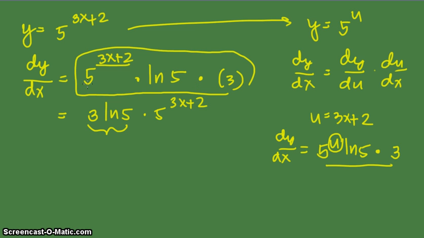So if you want a single step or fewer steps in getting the derivative of exponential functions, all you have to do is follow this process: the expression times ln of the base times the derivative of 3x plus 2. Okay, so that's it.